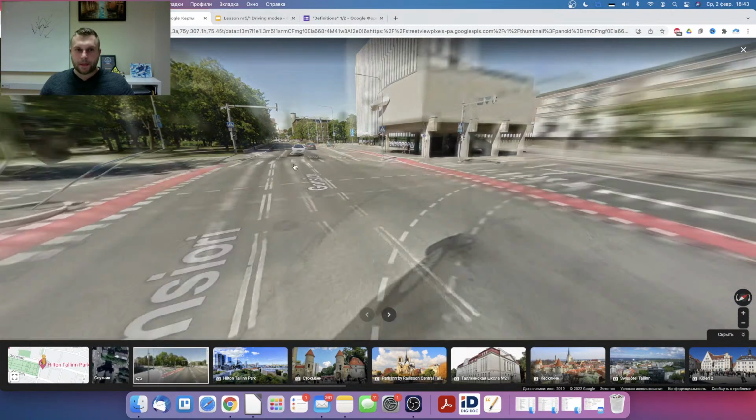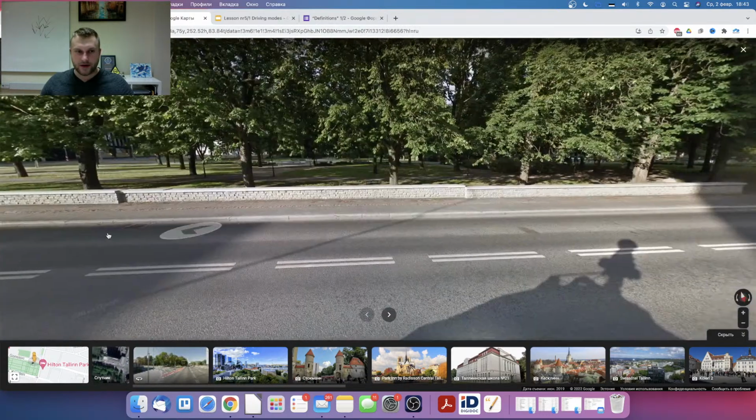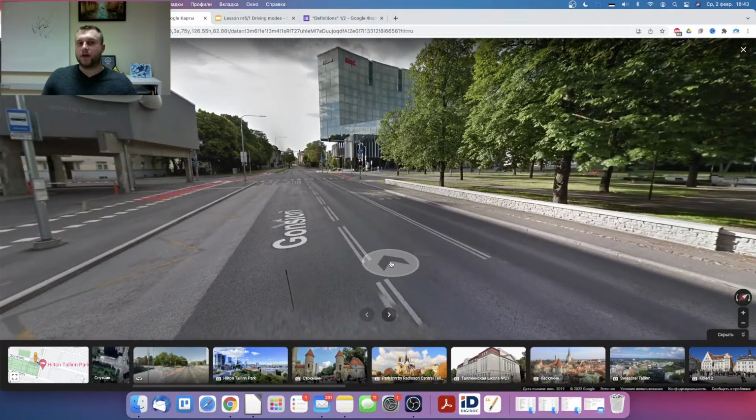So just in case, let's remind you what exactly this variable direction traffic means. It means that this lane, during some period of the daytime, is open in one direction, and some period in the other direction. For example, in the morning, it's open from this direction to the city center, so people can get to work easily. And after lunchtime, it's opened in the opposite direction, from the city center back to the Lasnamäe region.